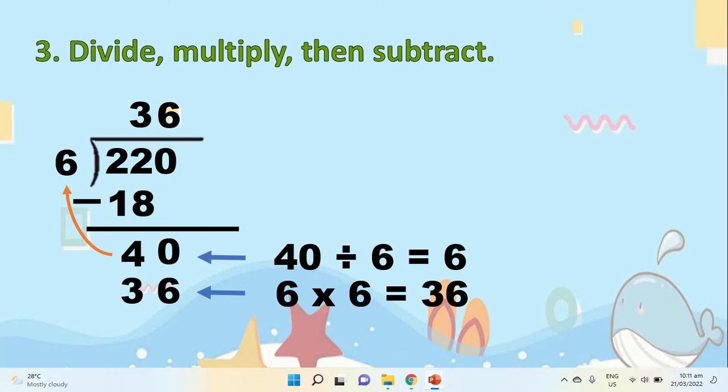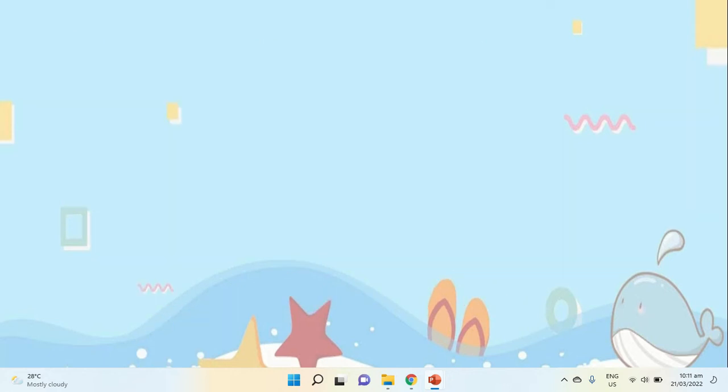So after multiplying, subtract. So 40 minus 36 is equal to 4. So 4 is our remainder. And so we can say that 220 divided by 6 is equal to 36 remainder 4. Okay, very good. So I will let you see a video here on how to divide numbers with remainders.